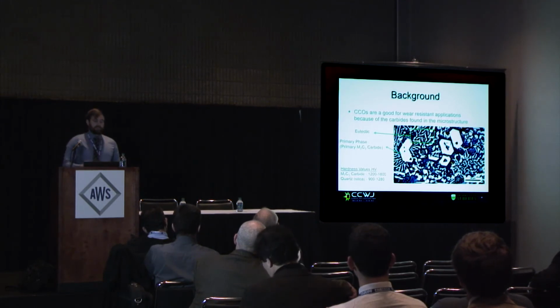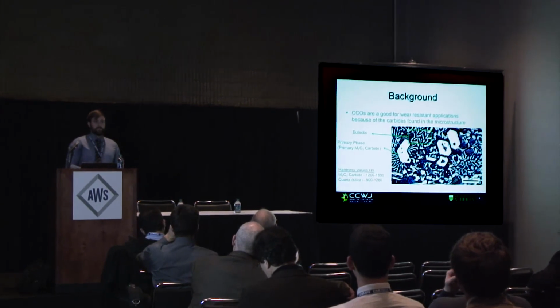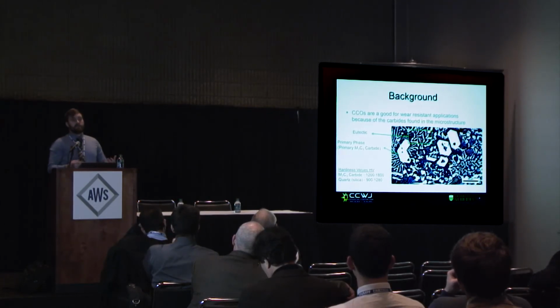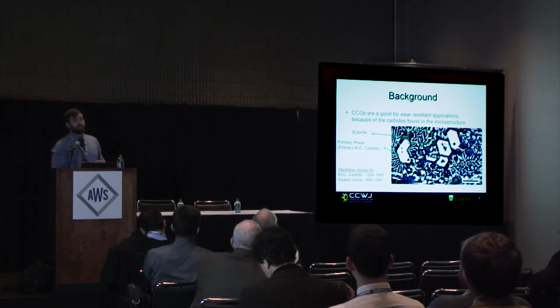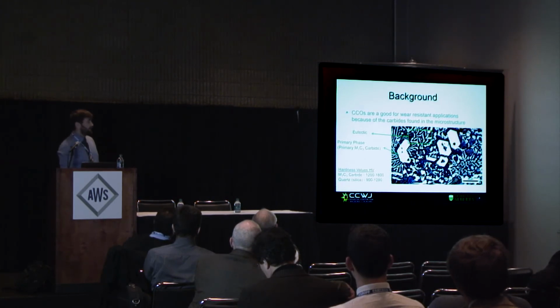So now getting into some of the microstructure of chrome carbide overlays, I'm just going to give a quick review so you can have a better understanding of what we're looking for. And to start with, chrome carbide overlays, they often have a primary phase. This is an example where the primary phase is M7C3 carbide and a eutectic. The eutectic in this case is M7C3 and austenite.